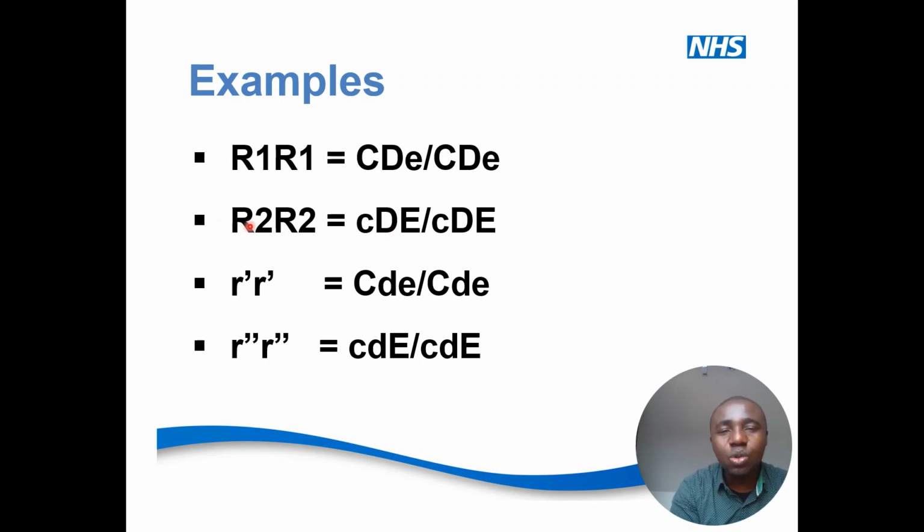Because it is R2, you need to replicate it. You just need to put this sign and put small c again, big D, and big E. That's just what it means here, okay?